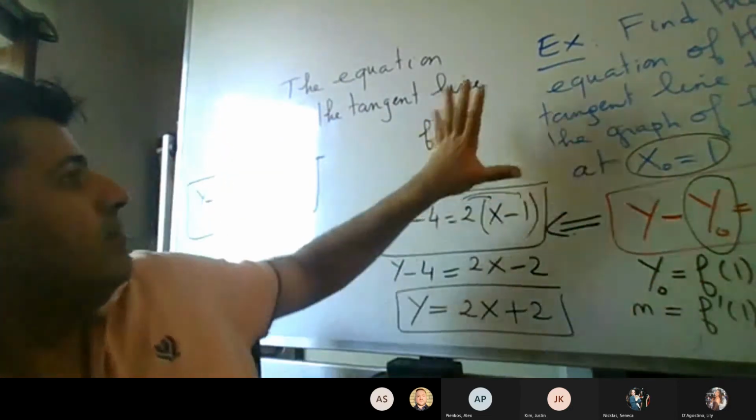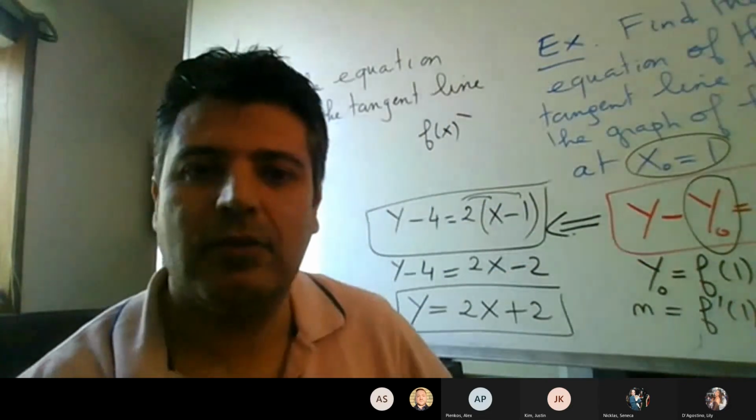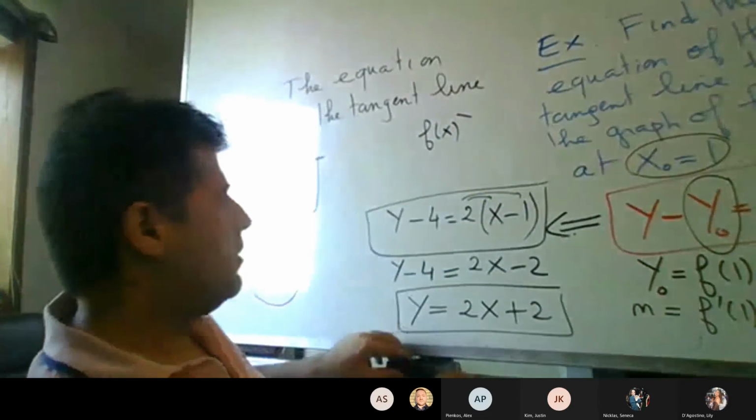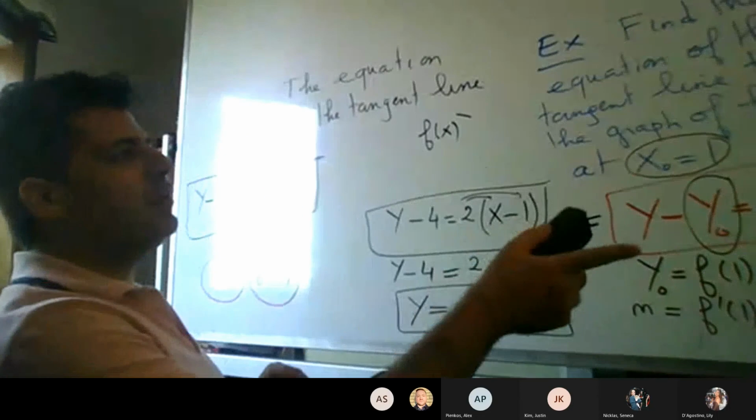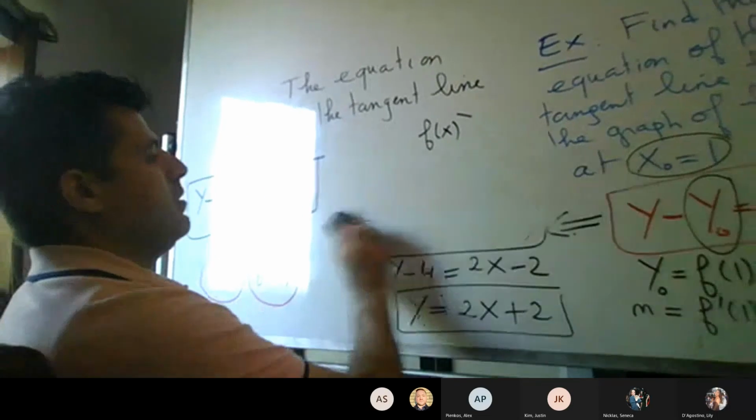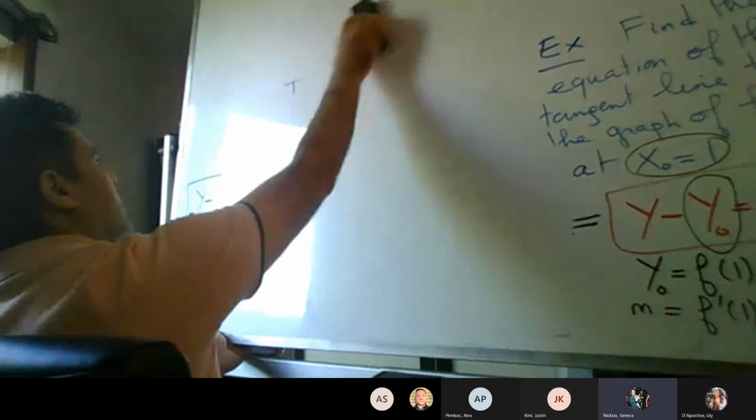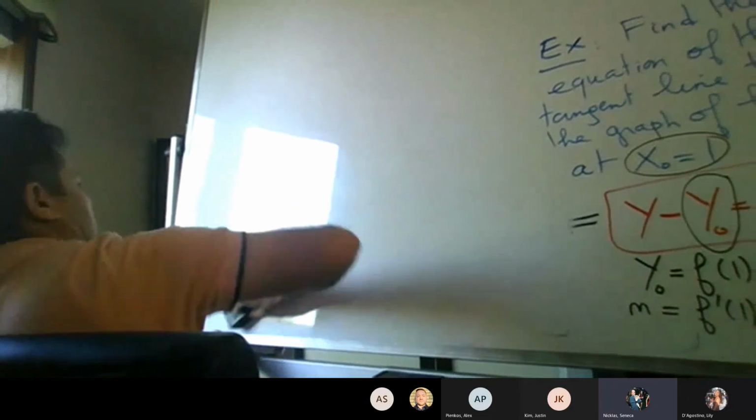Is this clear? The equation of the tangent line? Is it clear? Do you need more examples like this, or is it fine? Could we do maybe one more example? Okay, let's do one more.